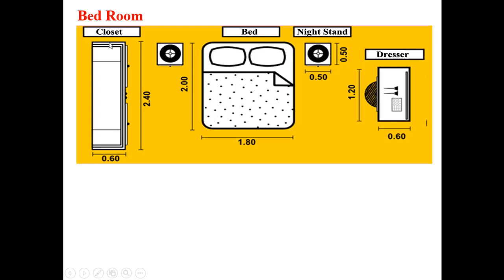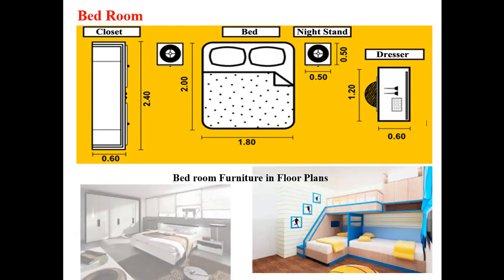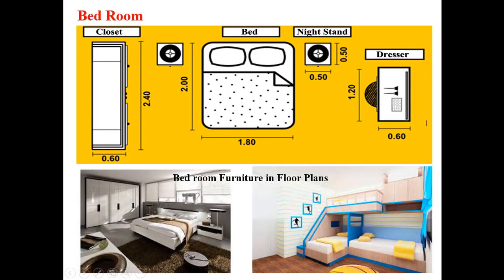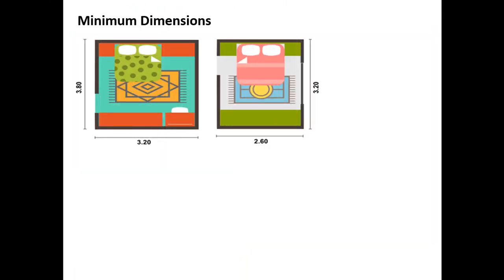Bedroom, closet. This is the bed, nightstand beside the bed, and this is the dresser. Okay, these are the minimum dimensions which you must keep in your mind. Some perspectives for bedrooms. This is the minimum dimension. Okay, 3.2 by 3.8, 2.6 by 3.2.